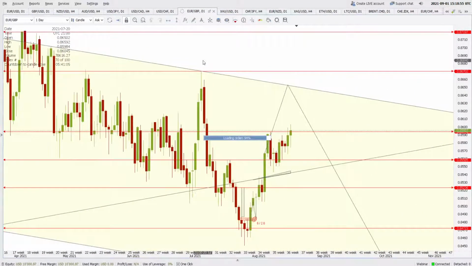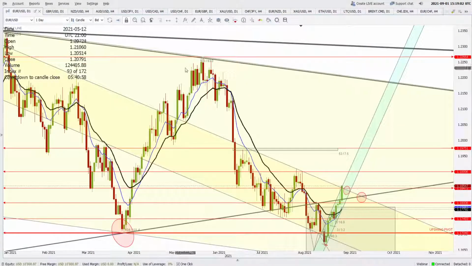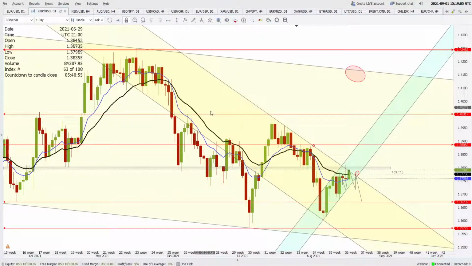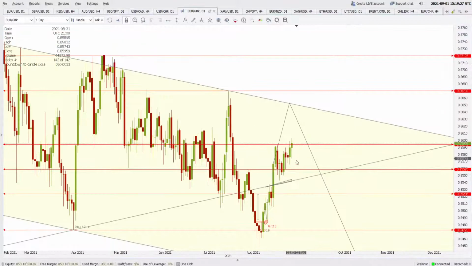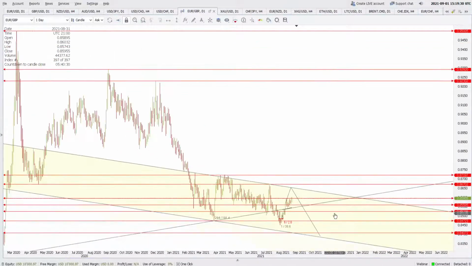EURGBP, you see how euro is doing better than Great Britain pound because it has made a higher high than yesterday, and GBPUSD has failed to make a higher high than yesterday. That means euro is relatively stronger than pound today, which is reflected in EURGBP. It is showing sort of a bullish pin bar, but if the price is not able to make a close higher than 0.8594 on the daily closing basis, then this marking that we have done will not be possible.